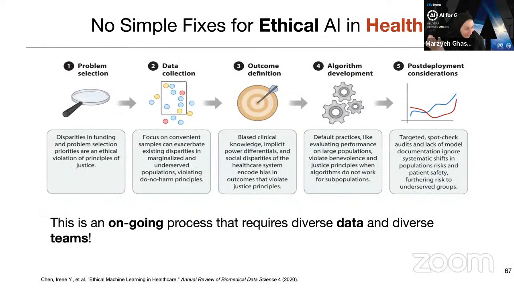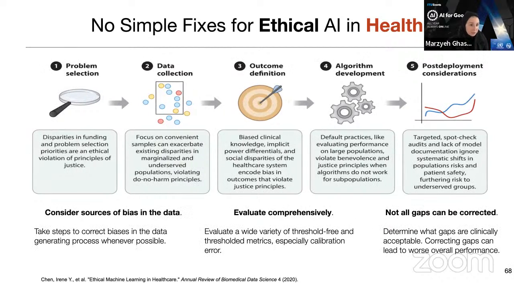This entire talk, I hope, has convinced you that there are no simple fixes for ethical AI in health. It's an ongoing process. We need diverse data and diverse teams to think through the sources of bias in data that go through problem selection and data collection, how we should evaluate comprehensively in outcome definition and algorithm development, and understanding when we do post-deployment audits that not all gaps can be corrected. So we need to know what sort of gaps are clinically acceptable. If we can't have perfect models, we can still have useful models that can do something positive for society.